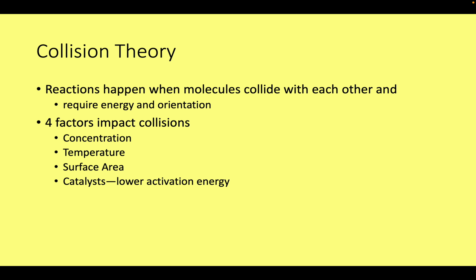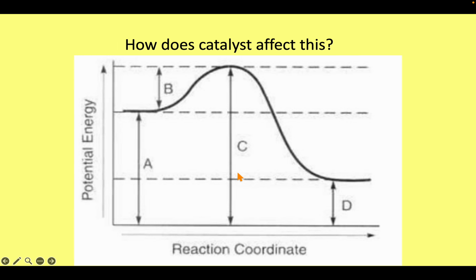If we want to talk about catalysts, catalysts are going to lessen the activation energy. So the letter B is the activation energy needed to cause this reaction to occur. A catalyst would actually cause this to be a lower value.